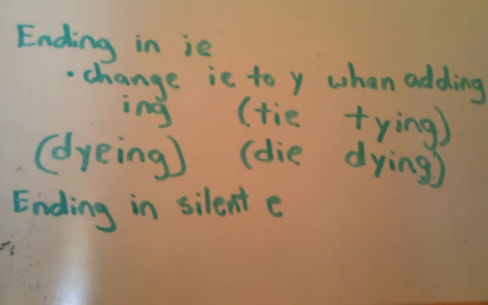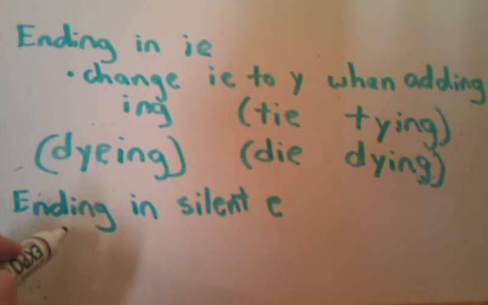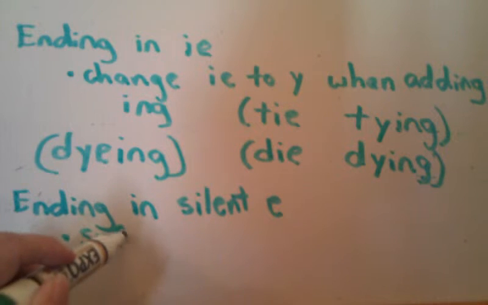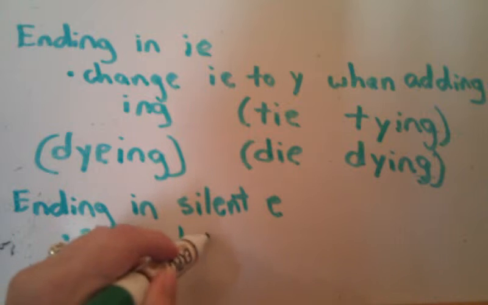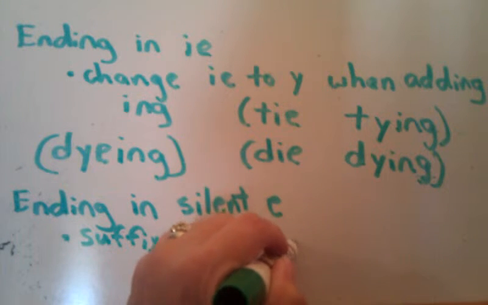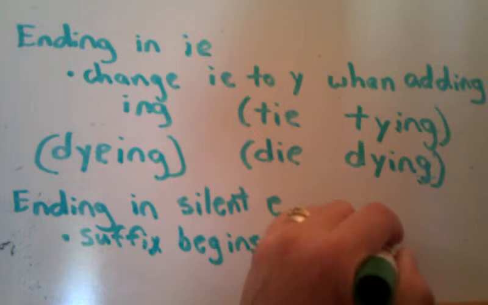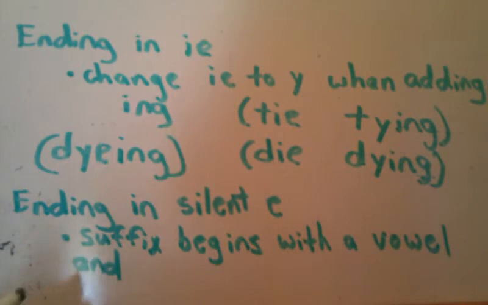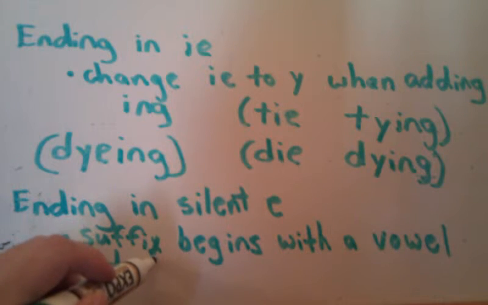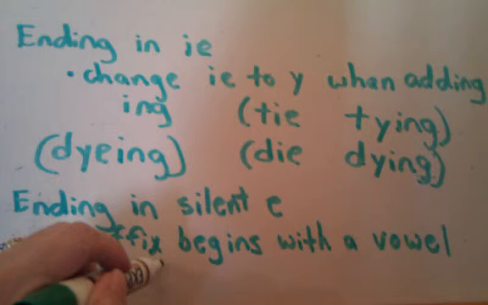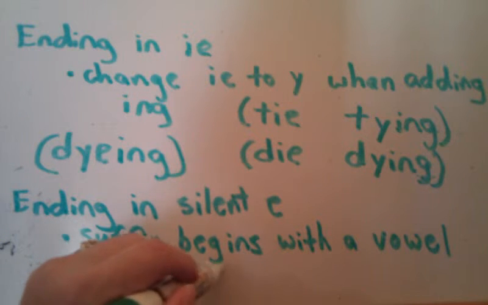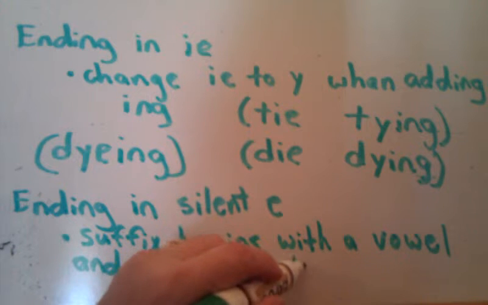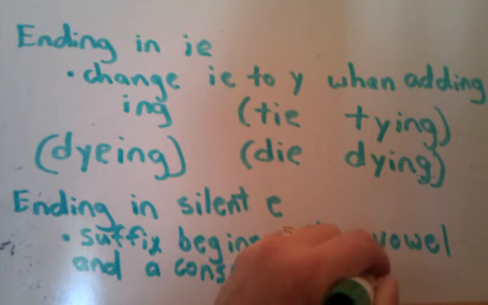Okay. If the suffix begins with a vowel and the silent E is preceded by a consonant. And a consonant is before the E.